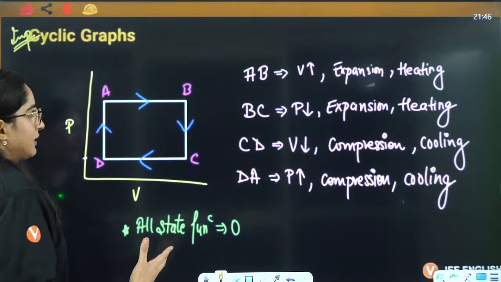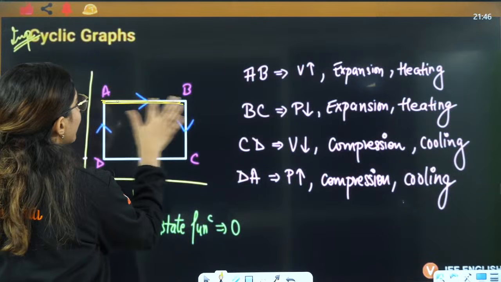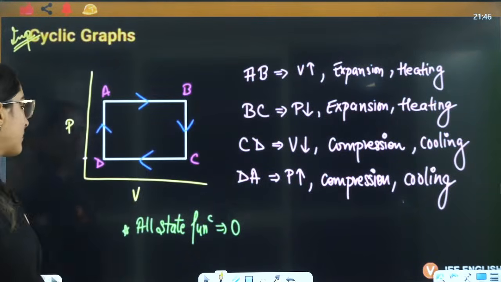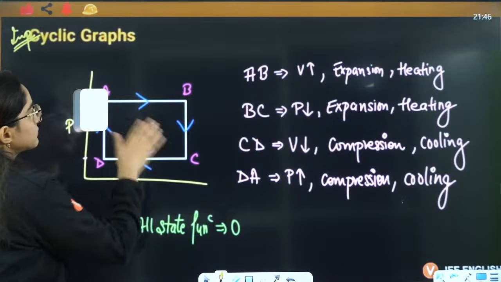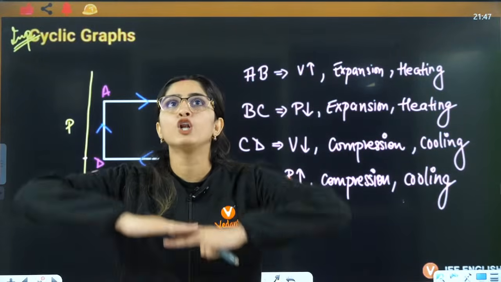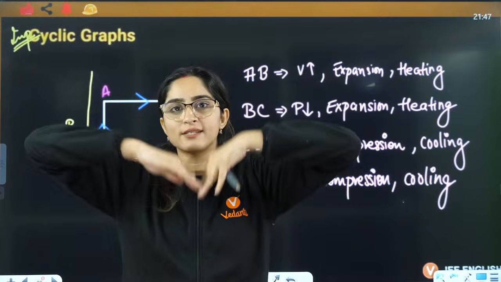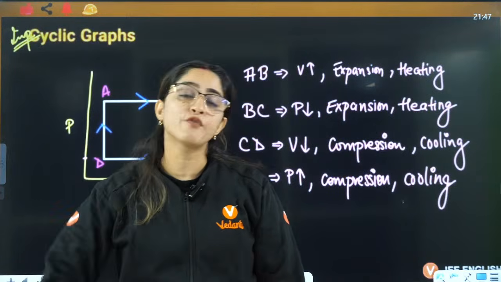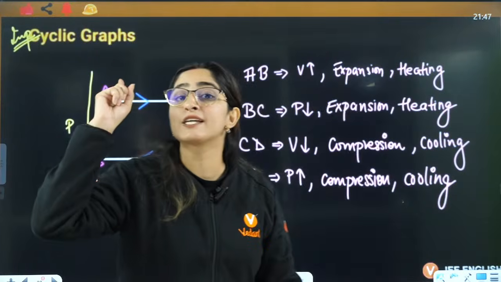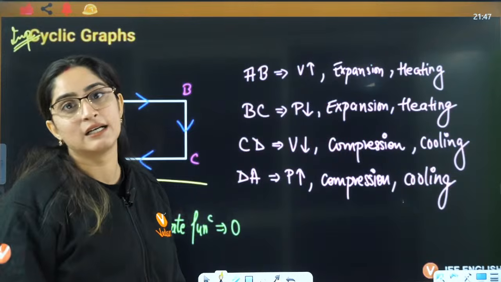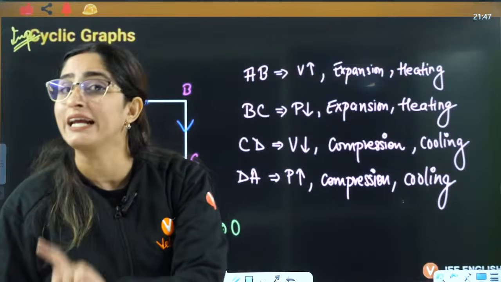Now remember one thing, whenever I say, let's talk about A to B. Tell me firstly, in A to B, what is happening? In A to B, pressure is constant, volume is increasing, right? Initially it was this, now it is this. So when volume is increasing, it is a case of expansion, right? When you give the temperature, the molecules will expand. That's why expansion is related to heating. So we can say A to B, volume increases, expansion. That means we are talking about heating here.